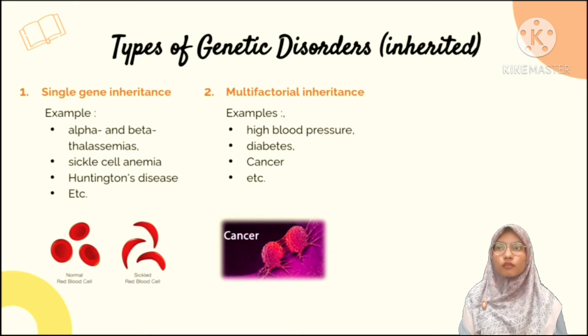Second is multifactorial inheritance. Multifactorial inheritance is also called complex or polygenic inheritance. Multifactorial inheritance disorders are caused by a combination of environmental factors and mutations in multiple genes. Some examples of multifactorial inheritance include high blood pressure, diabetes, cancer, etc.